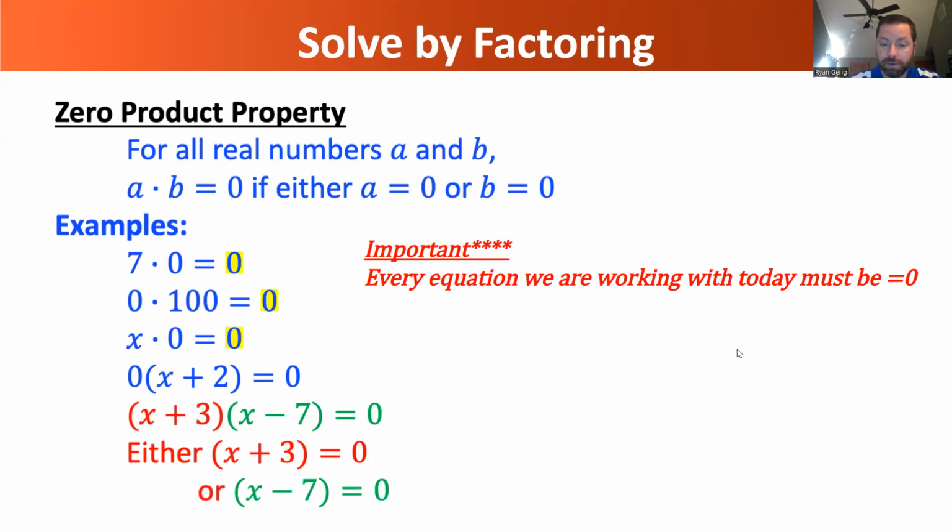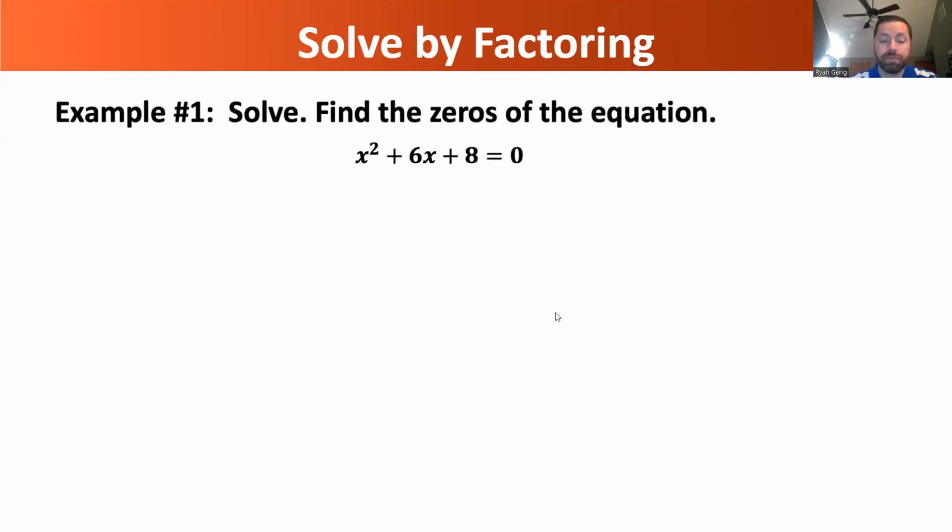Now, one of the big things I want you taking from this lesson, every equation we are working with today must be equal to 0 before you get started. Okay? Well, you'll see it happen here. So we got this first equation. X squared plus 6x plus 8 equals 0. Not a perfect square trinomial. I could get that like we did in the last lesson, but I don't need to.